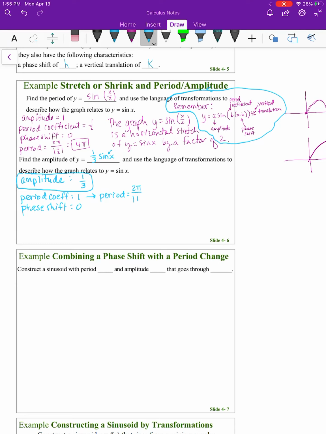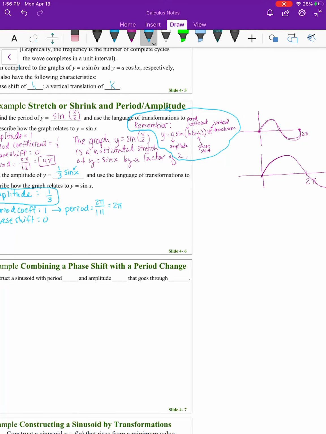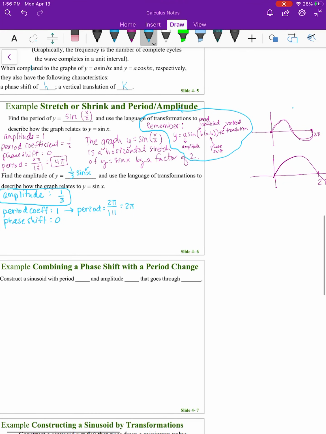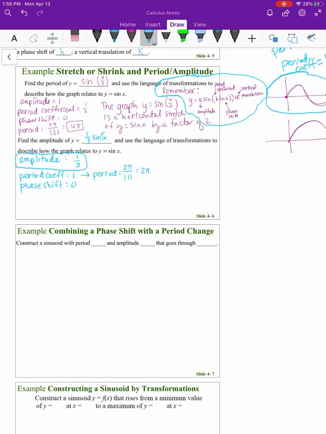If our period coefficient is 1, what would our period be? It's going to be 2 pi divided by the absolute value of 1. So our period is 2 pi. So when your period coefficient is 1, that means it's going to complete a cycle in the 2 pi radians, just like I showed you up here. That's completing a cycle in 2 pi radians. This has a period coefficient of 1, but a period of 2 pi.